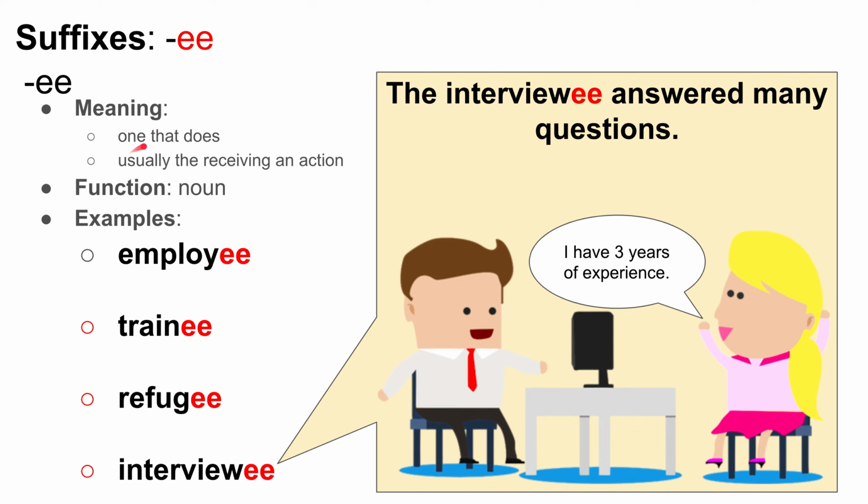What does ee mean? It means one that does, usually the receiving action, usually used for a person or an object that receives the action. Okay, for example, we have employer, which is a boss, and employee, which is a worker. Okay, let's look at some examples of verbs that have been changed into nouns by adding the suffix ee. We have employ, employee, train, the verb, trainee, the noun, refuge, okay, refugee, the noun, interview, the verb, interviewee, the noun.